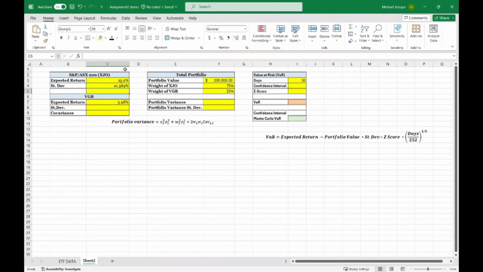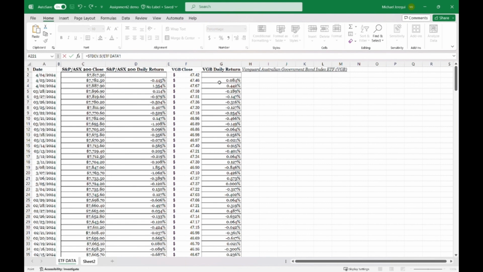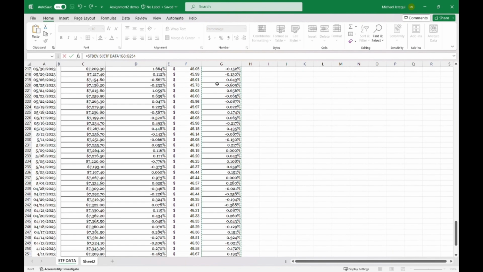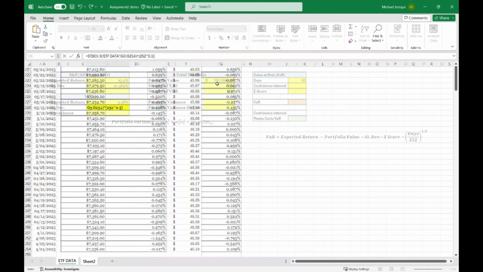We'll do the same thing for VGB, where the expected return is 3.98%, and we'll find its annualized standard deviation. Here you can see me highlighting the daily returns. Then I'll insert the 252 trading days to the power of 0.5 to get the square root. And this will give us our result.